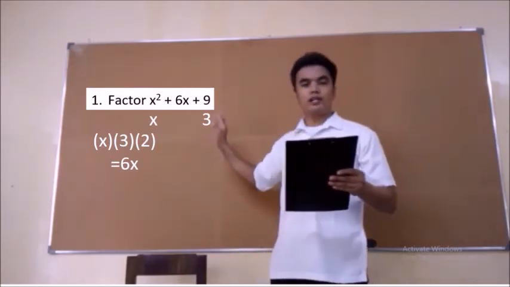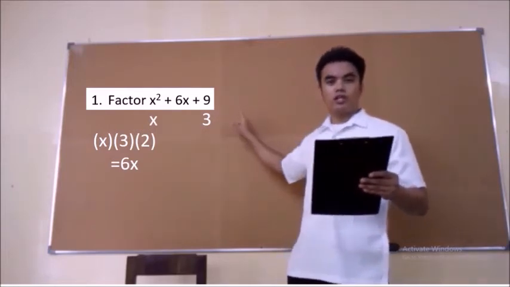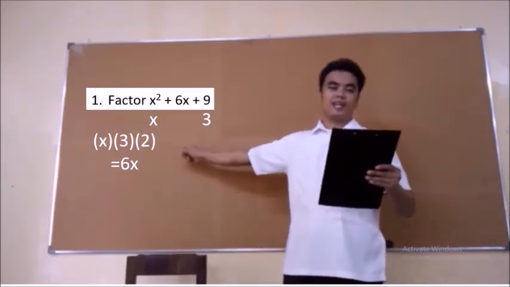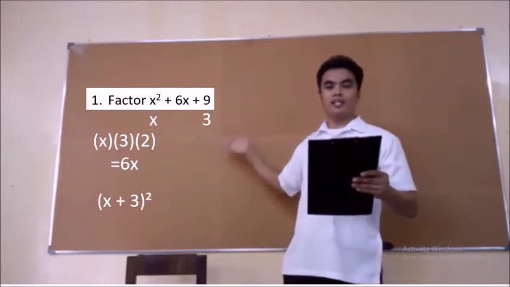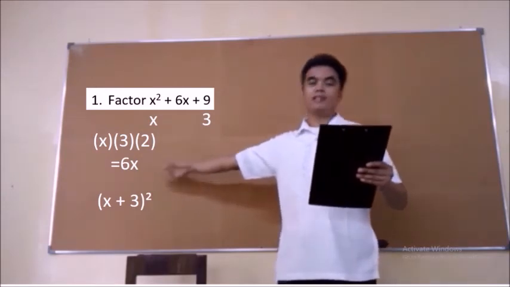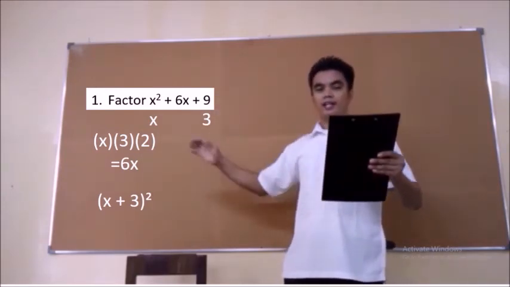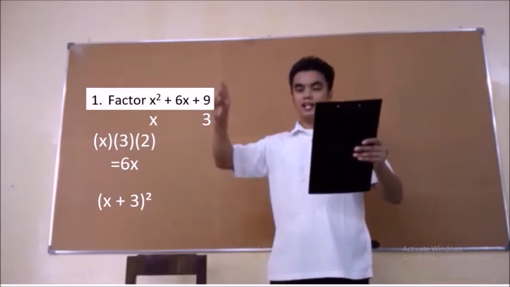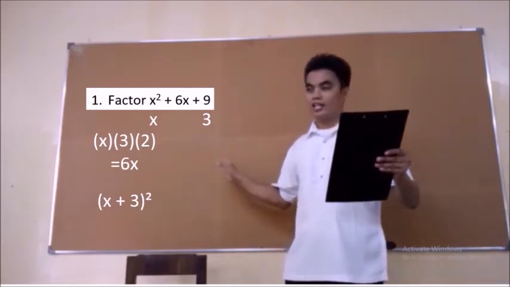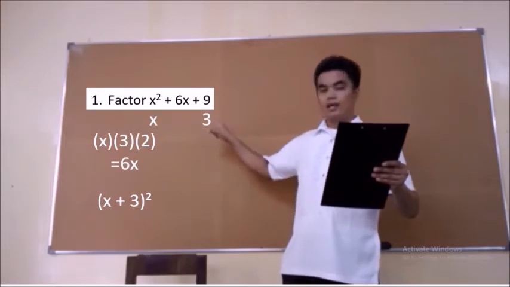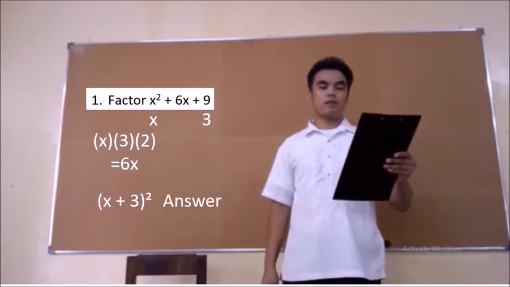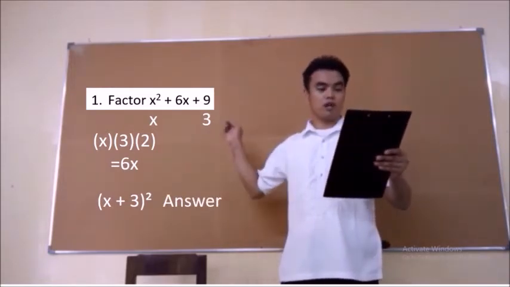You just need to find the square root of the first term, and then you need to find the square root of the second term. So ang square root ng first term is x. Ang square root ng second term is 3. So all you have to do is to find the square root of the first term and then find the square root of the last term, and then lagyan mo ng parenthesis, lagyan mo ng x, yung square root ng first term, plus 3, which is the square root of the second, and then lagyan mo dyan ng square. So our answer is the quantity x plus 3, squared.